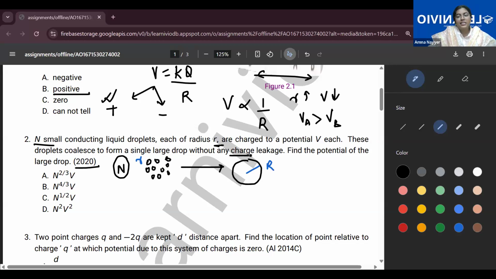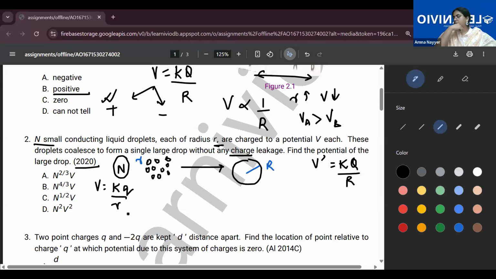Now, without any charge leakage is important. I'll tell you how. We will find the potential of the larger drop. Potential of this bigger drop, let's say V dash, will be kQ by R only. And the potential of the small one is k small q by small r. I'll connect both of them and the charges as well. So kQ by small r is there, kQ by capital R is there. One has to be converted in terms of another.